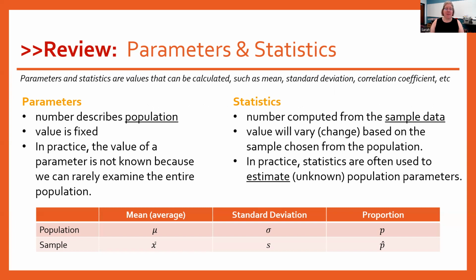Right, so there are some examples of some parameters and statistics at the bottom. So for the population, our parameters, when we calculate our mean, we use mu. For calculating the mean from our sample, we'll use x with a bar over it. So these should look fairly familiar. We've touched on these before.